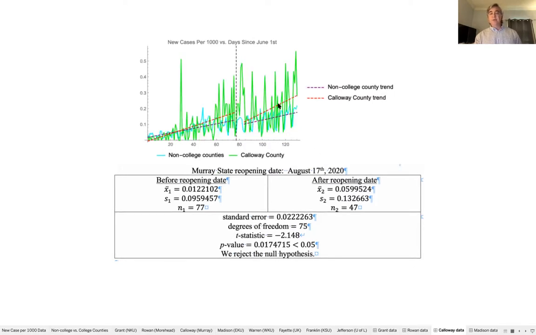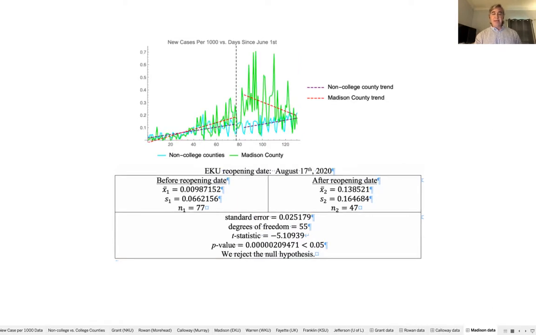There's a noticeable rise in cases after Callaway, which has Murray, after Murray reopened. And then Madison is where EKU is. We saw this earlier. There's a huge spike in cases up there that generates a very small p-value, so we can reject the null hypothesis there.